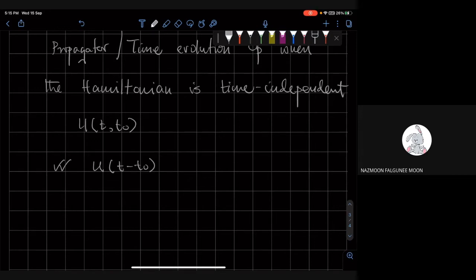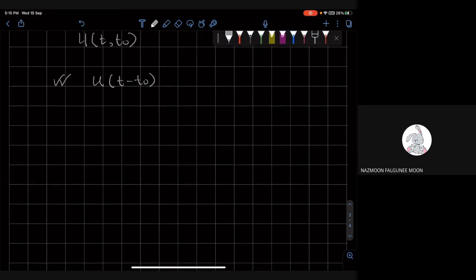When the Hamiltonian is time dependent, it's a much harder problem, and it can only be solved perturbatively via what is known as the Dyson series. We won't have time to cover that in this course. So I have done this in some form or another, but I want to do this again.